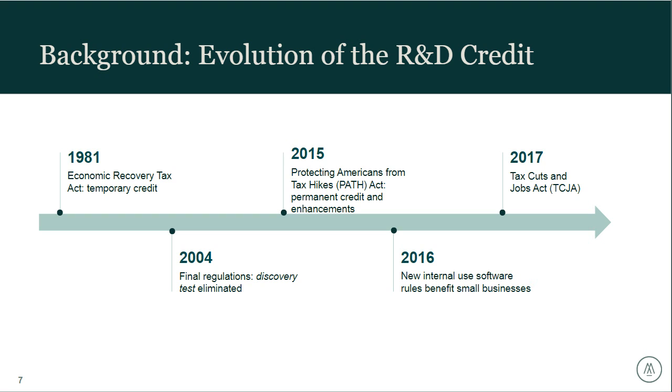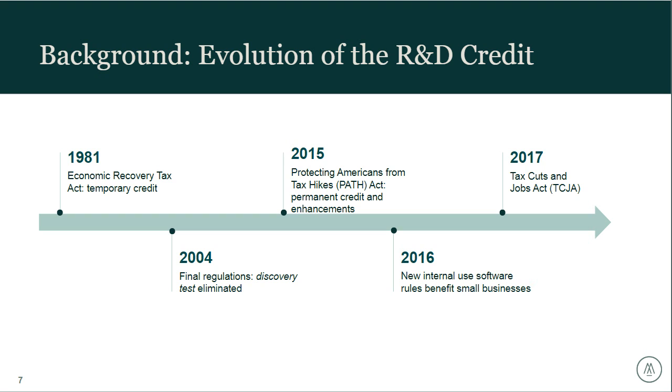Then on the timeline, if we fast forward all the way to 2015, another key change: the R&D credit was made permanent by the PATH Act. That's a big deal because for most of its history, the R&D credit was a temporary credit. It would expire every few years and would literally take an act of Congress, usually at the very last minute, to extend it. So we're glad that we have some certainty around the R&D credit being final now, being permanent.